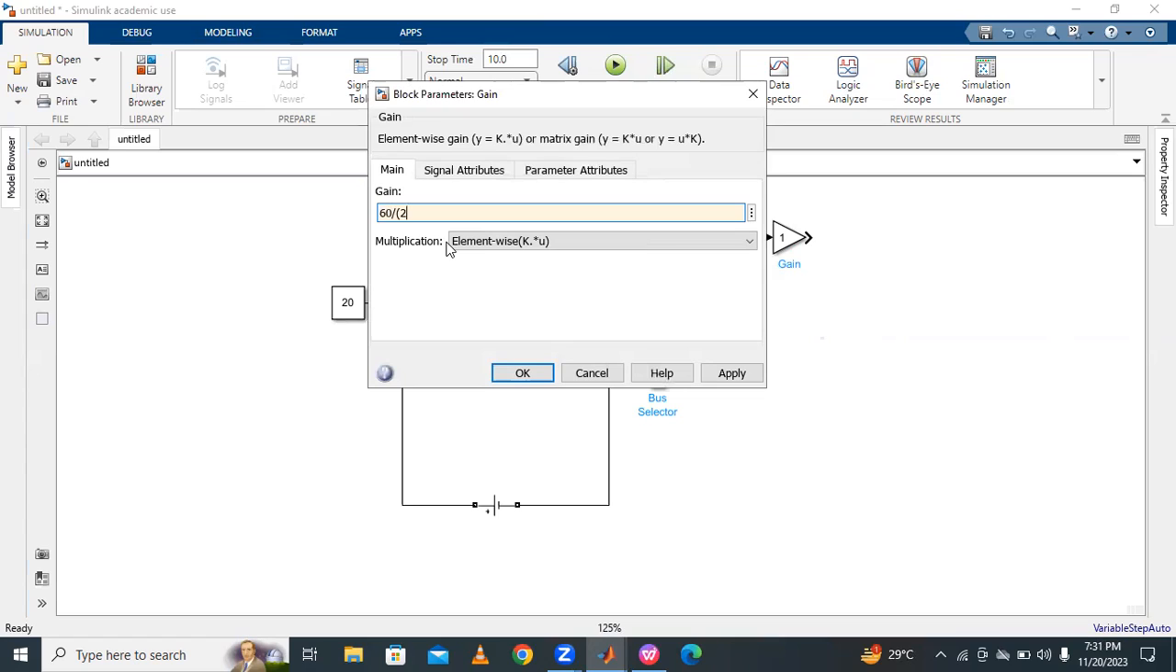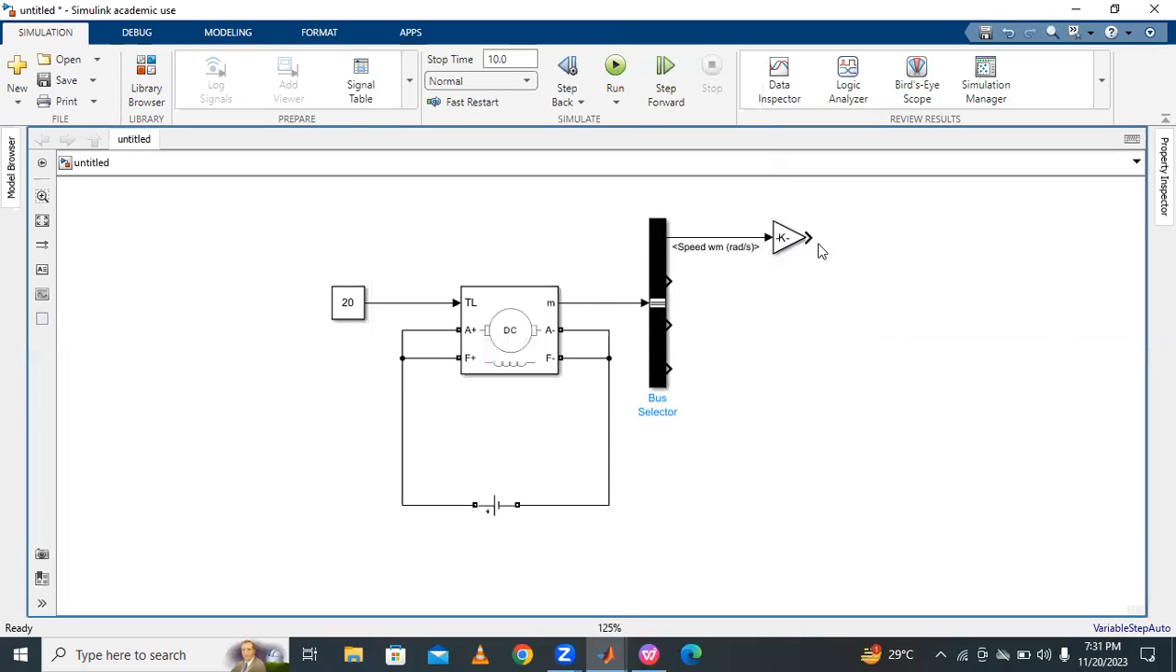60 times 60 by 2 pi, right here pi, then close, apply, then okay. So 60 by 2 pi is the radians per second to RPM speed conversion. So like this.